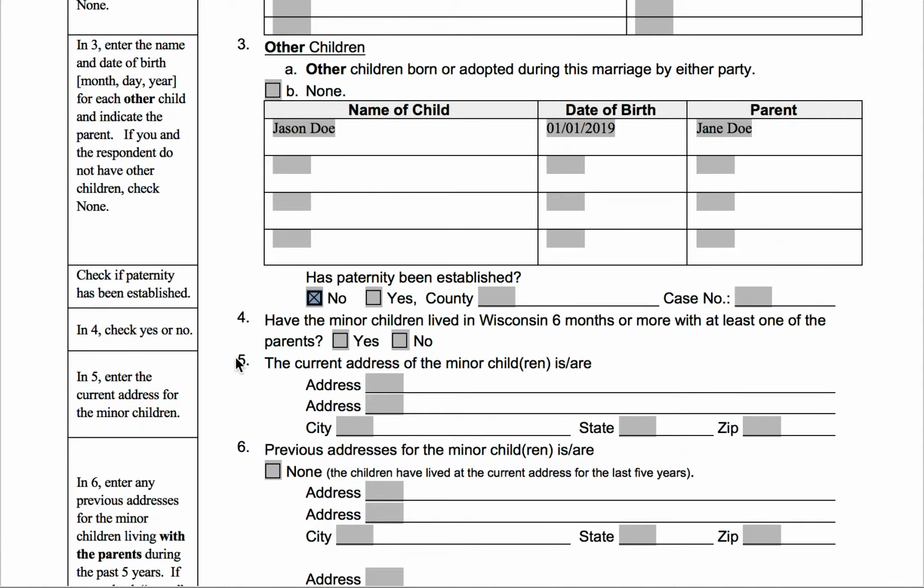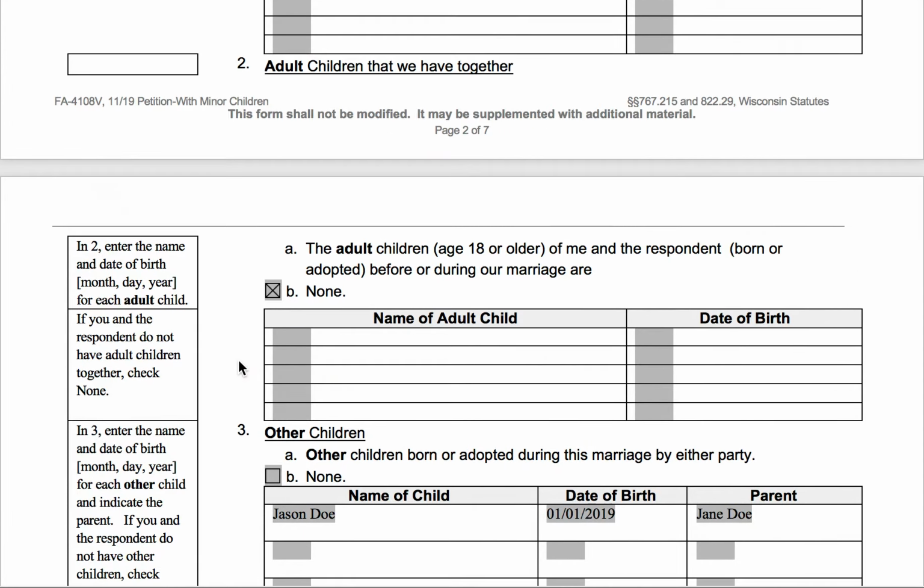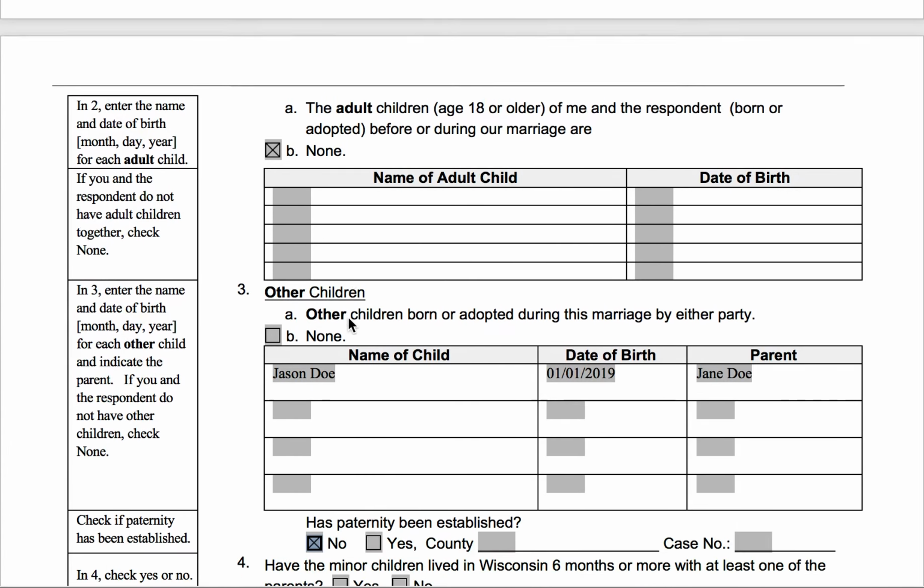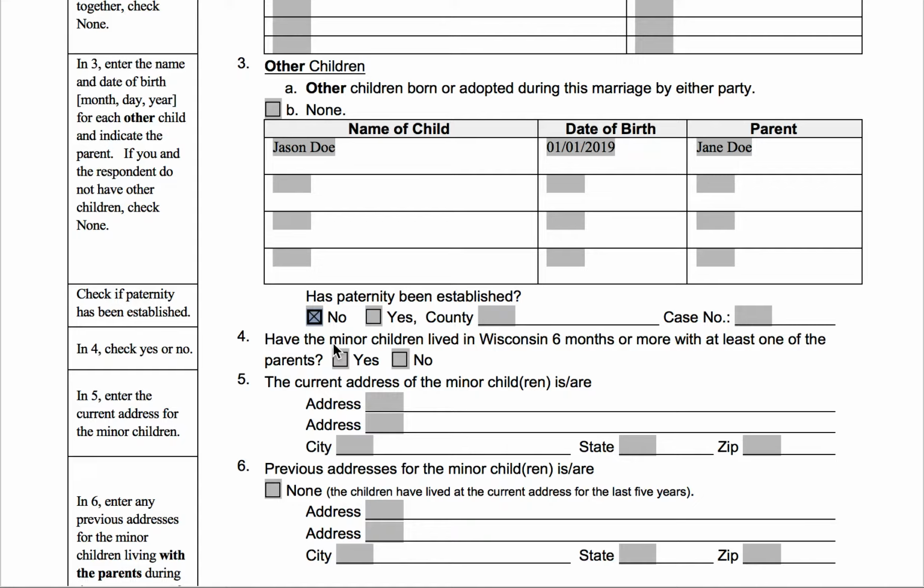Number 4 wants to know if the minor children have lived in Wisconsin with a parent for the last 6 months. And so again, that's from today, counting back 6 months. If yes, you'll check yes. If no, you'll put no. Here you're going to put the current address for the minor children.